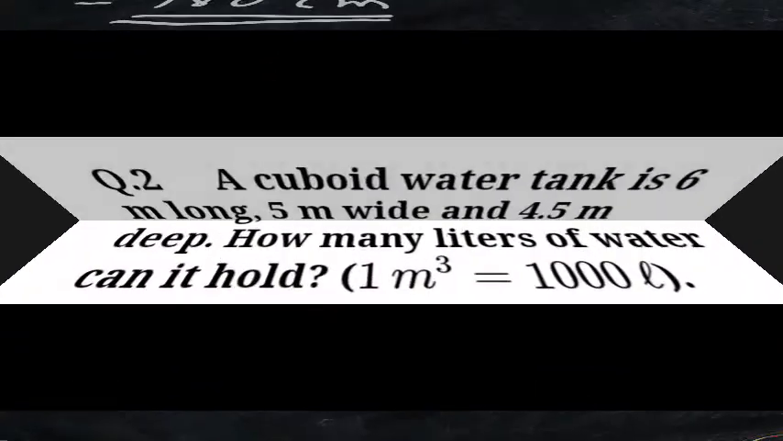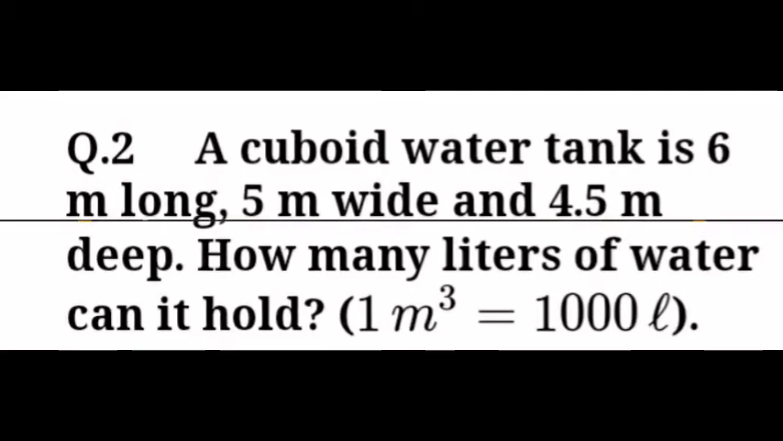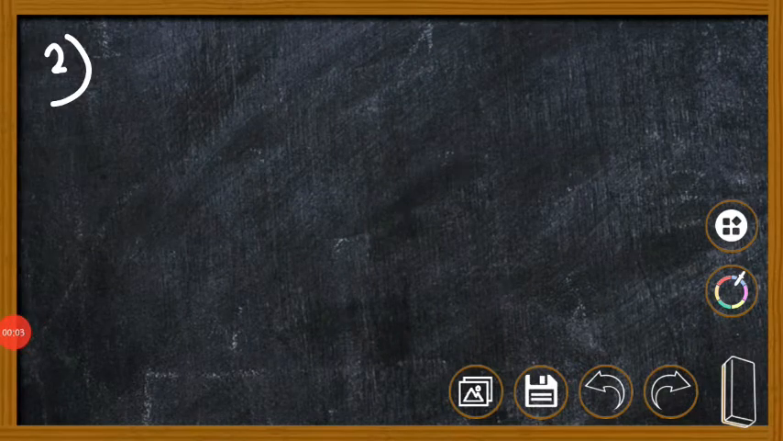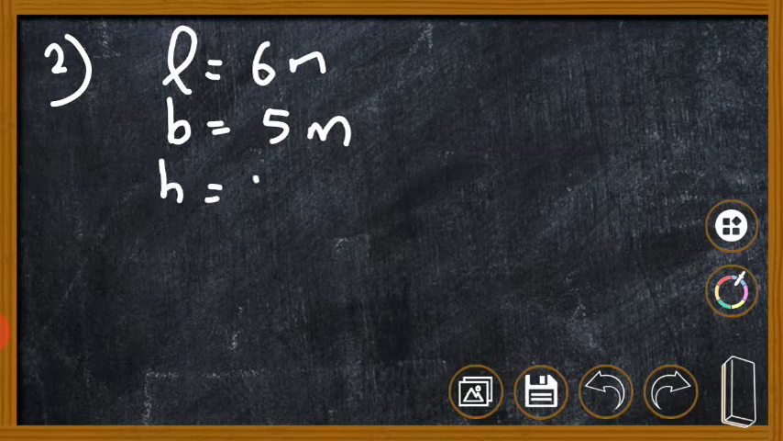A cuboid water tank is 6 meter long, 5 meter wide and 4.5 meter deep. How many liters of water can it hold? So what is L? L is equal to 6 meter. And what is its breadth? Breadth is equal to 5 meter. And H is equal to 4.5 meter. What do you have to calculate? How many liters of water can it hold?